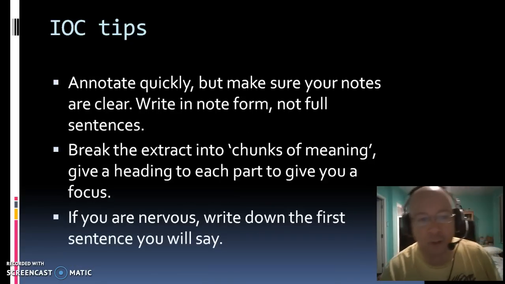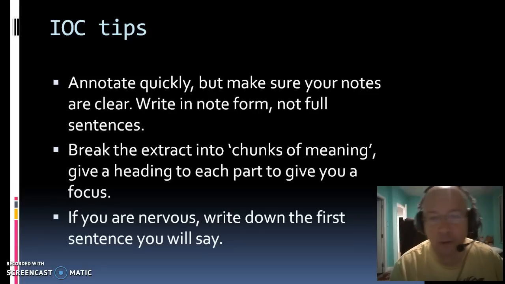So moving on, you need to annotate quickly. You've got 20 minutes, which is not long at all. So your notes need to be very clear. When you underline something, also make a brief note or a word by the side to make it clear why you've done that. Write in note form. Don't try and put full sentences down because you just haven't got time. And these notes actually aren't sent to IB anyway.